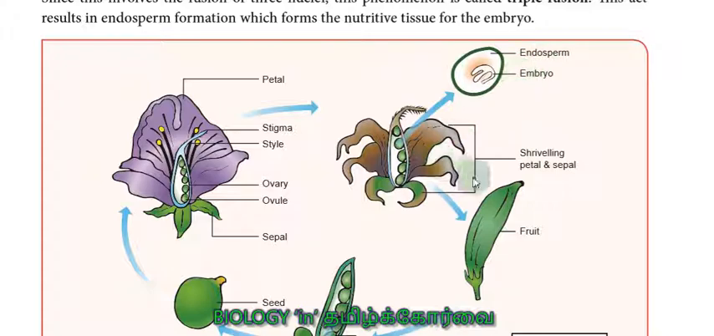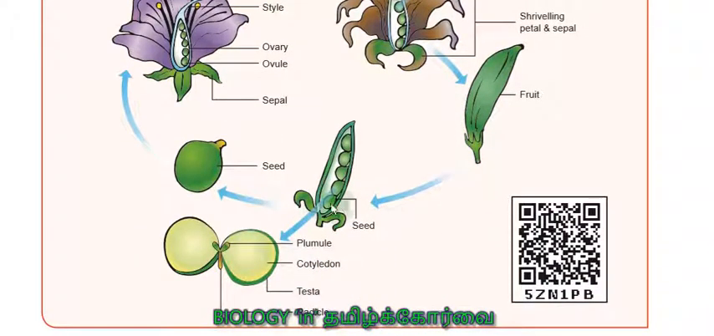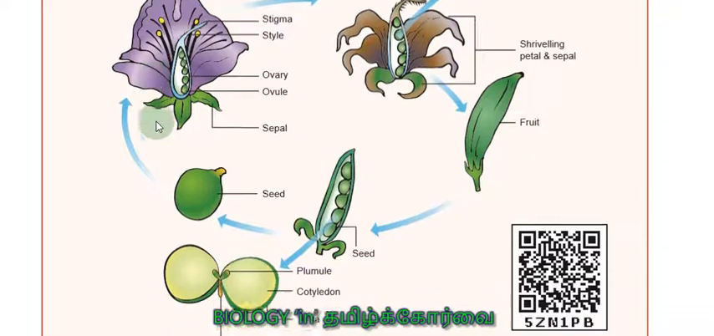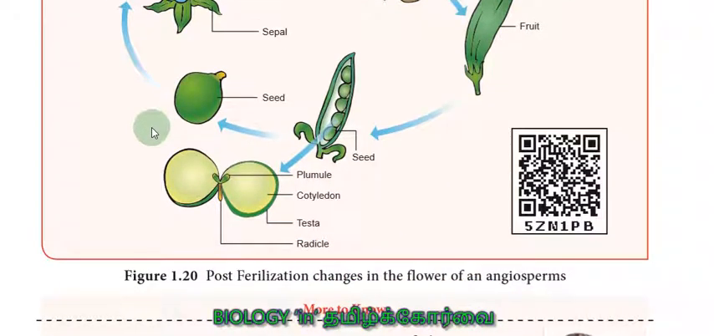Now the fruit carries the seed. The seed consists of the following parts. The cotyledon consists of nutrients, which supply nutrients to the developing or germinating embryo. The plumule is the embryonic shoot. The radicle is the embryonic root. The testa is the outer covering of the seed. The seed again produces a new plant. So this is what we understand as the post-fertilization changes in the flower of an angiosperm.